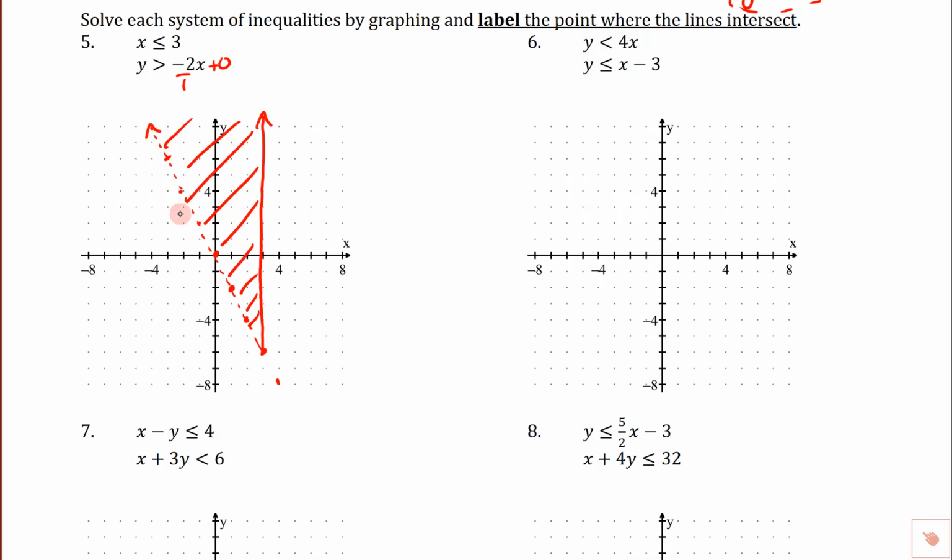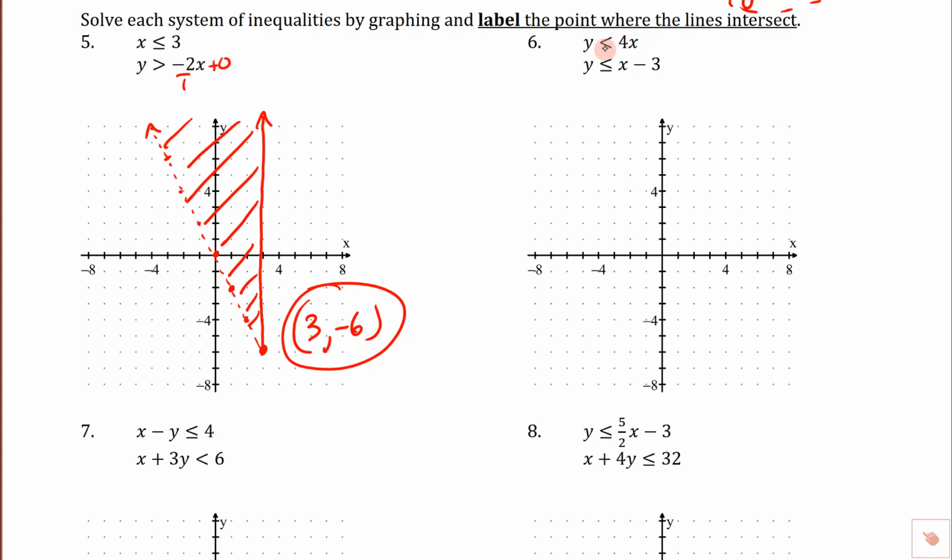And then it did say we needed to graph and label the point where they cross. So these two lines intersect right here. So that intersection point would be over 3 and down 6. So this would be 3, negative 6. And there we go. That's all there is to it. I'm going to go ahead and circle that one so we know the point of intersection.